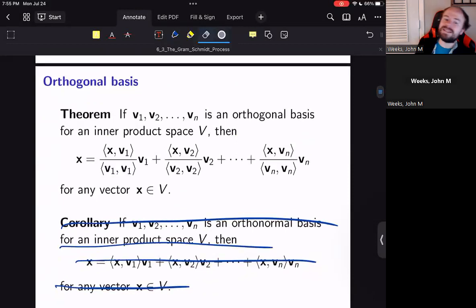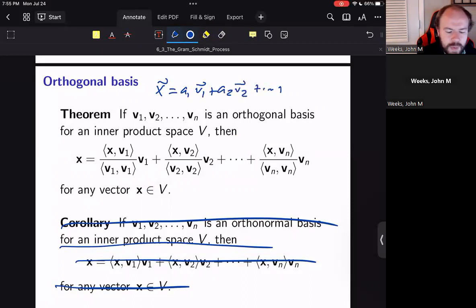Now, an orthogonal basis is something that we want to start working with. And the question is, how can we write vectors in terms of orthogonal bases? Essentially, how can we rewrite these as linear combinations of things in terms of an orthogonal basis? Remember that if something is a basis, then I can write any x in terms of a1v1 plus a2v2 plus so on and so forth, all the way to anvn, where v1 through vn is our basis, and a1 through an are just scalars in our field.